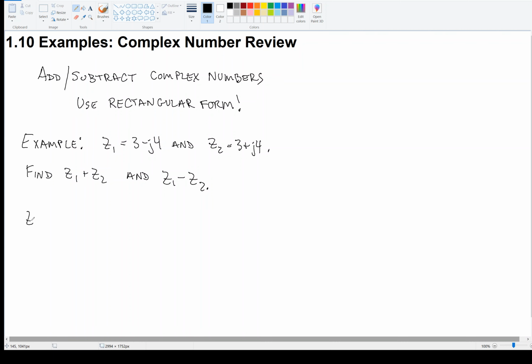Okay, so Z1 plus Z2, remember the components add. So I've got 3 real part for Z1 and I've got 3 real part for Z2. So their real parts add to 6. And then I've got minus j4 for Z1, imaginary part, plus j4, imaginary part for Z2. So they add and they make 0. And so the answer here is just 6. That's a purely real number.